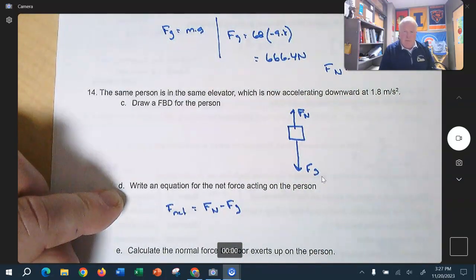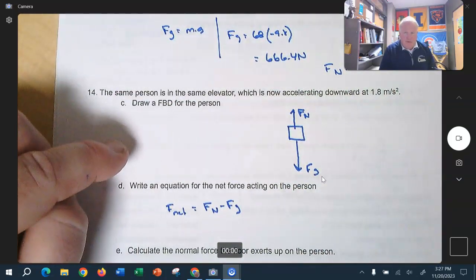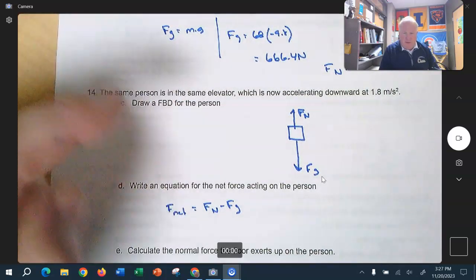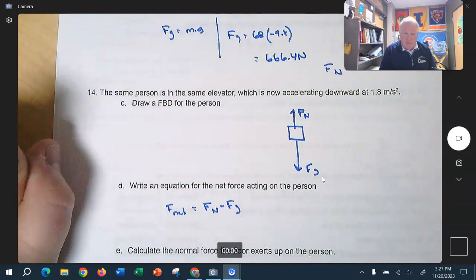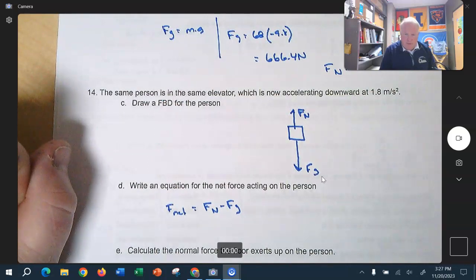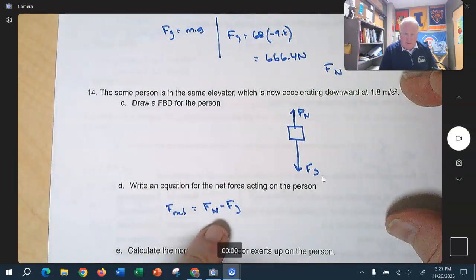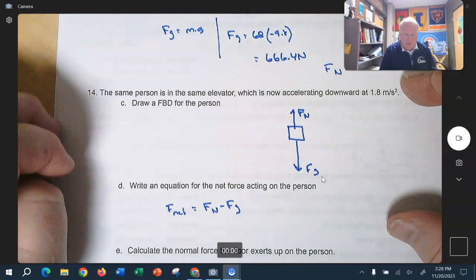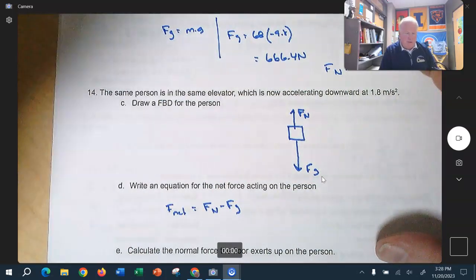Now, in Miss Moise's class, they must be using down as positive and up as negative. In my class, we do the opposite. So it doesn't really matter. You're just going to take whatever one side minus the other side will get you F net. Okay? It all depends on how you define it.